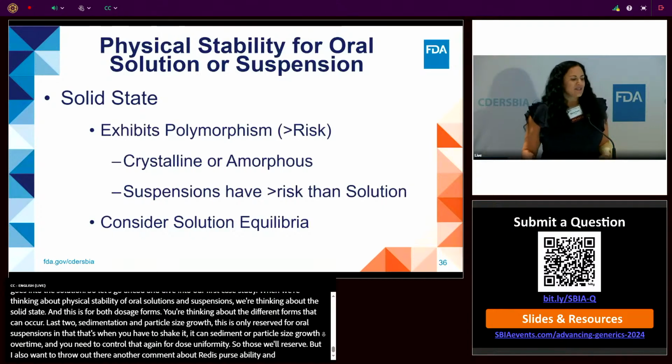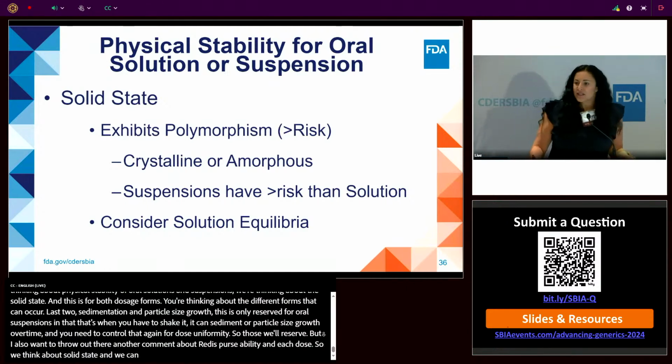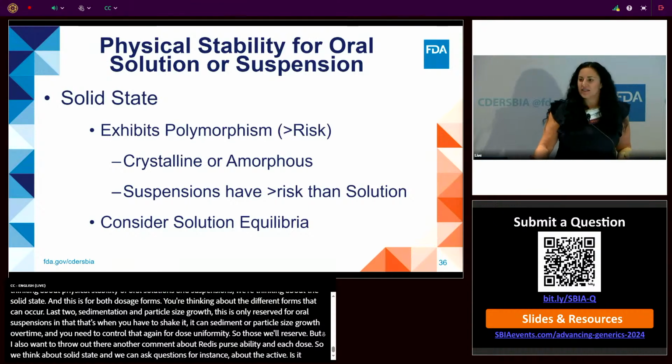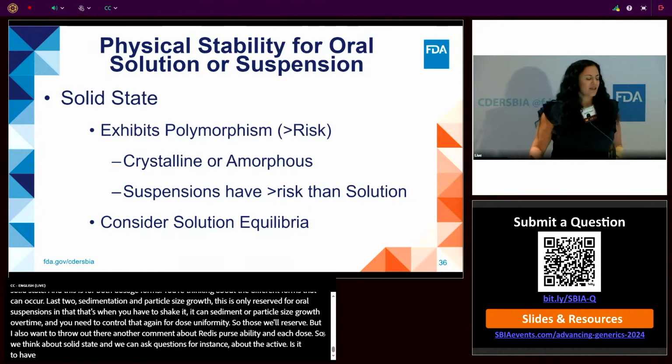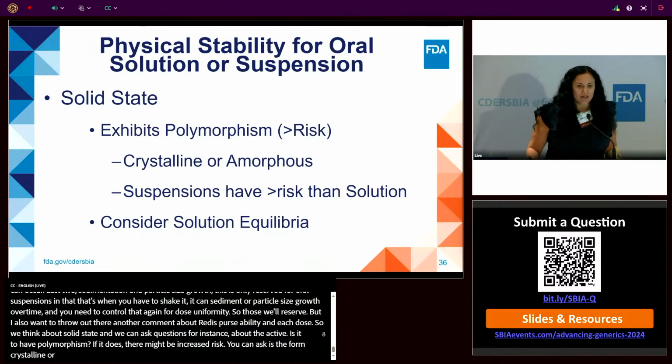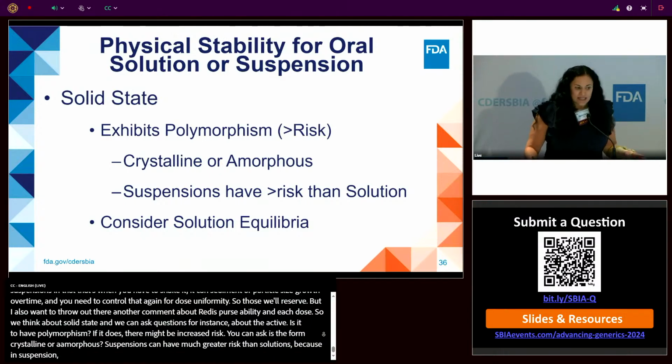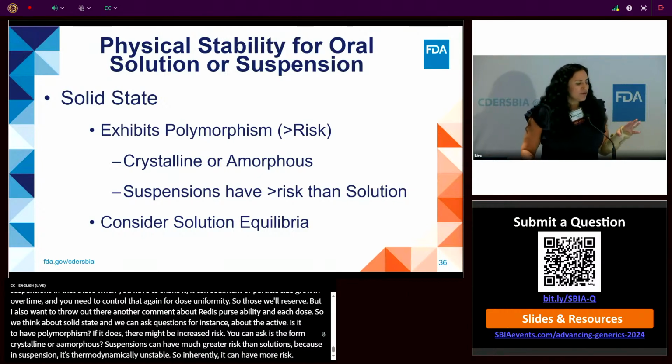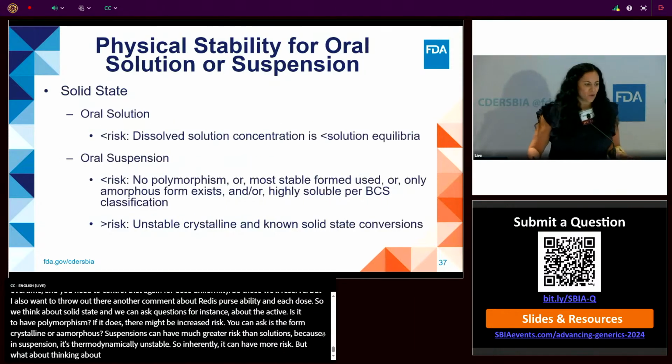So with physical stability of oral solutions and liquids, we think about solid state, and we can ask ourselves some questions, for instance, about the active. Is it known to have polymorphism? If it does, there might be an increased risk. We can ask, is the form crystalline? Is it amorphous? Suspensions can have a much greater risk than solutions because a suspension is thermodynamically unstable. So inherently, it can have more risk. But whenever you're thinking about different forms, you really need to think about the solution equilibrium of each form.